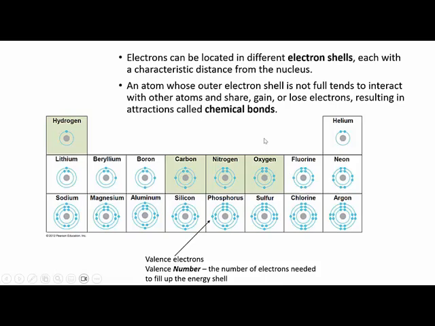An atom whose outer electron shell, whether it's the first, second, or third, is not full tends to interact with other atoms, and it will share, gain, or lose electrons in order to fill that outermost shell. And those tendencies, those interactions, are called chemical bonds. We call the electrons that participate in chemical bonds valence electrons, and the valence number is the number of bonds that the atom could form, because it's the number of electrons needed to fill up the energy shell.